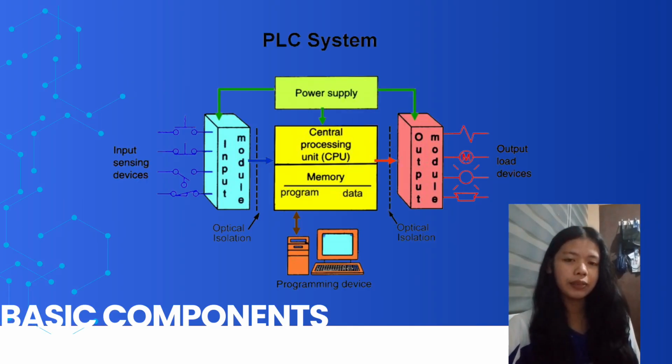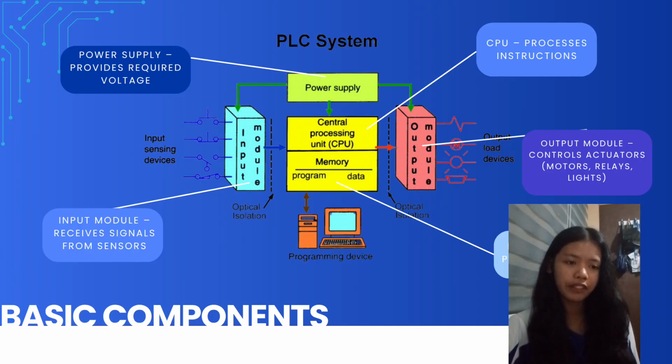Basic components of a PLC. A PLC has several major parts. First, we have the CPU, which acts as the brain and processes all the instructions. Next is the power supply, which provides stable voltage. Then we have the memory, where the program and data are stored. It also includes input modules, which read signals from sensors, and output modules, which control devices such as motors and relays.